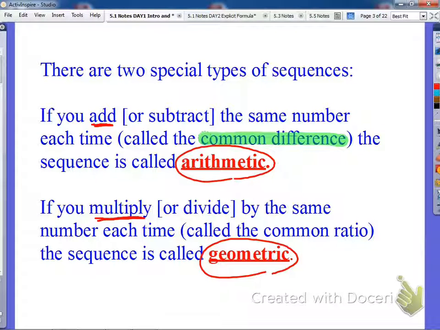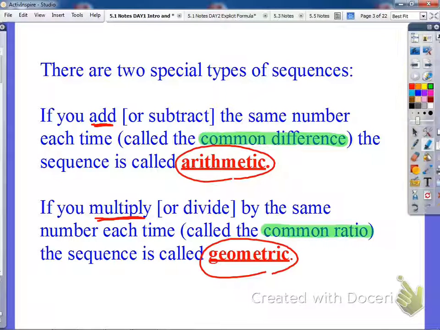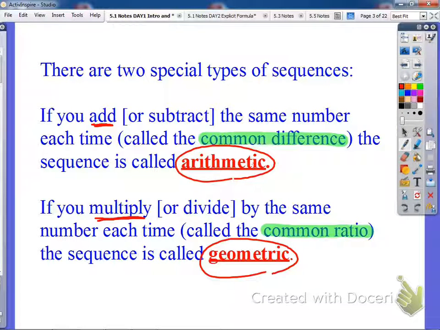Now, if you had a sequence such as this, 1, 2, 4, 8, 16, 32, we're not adding the same number each time, but instead we are multiplying by the same number each time. That number that we were multiplying by there was 2. So 1 times 2 is 2, 2 times 2 is 4, 4 times 2 is 8, 8 times 2 is 16, and so forth. That's called the common ratio. So, the two special types of sequences are arithmetic sequences and geometric sequences.